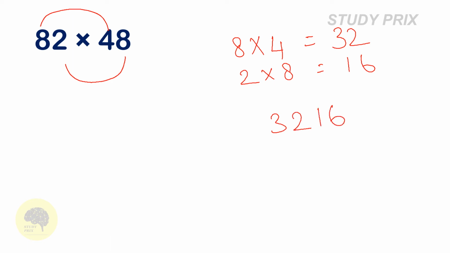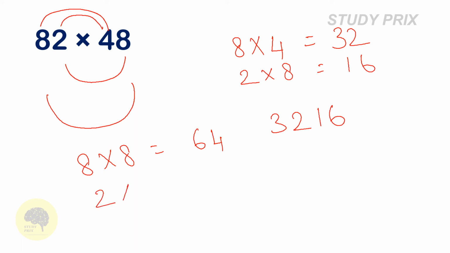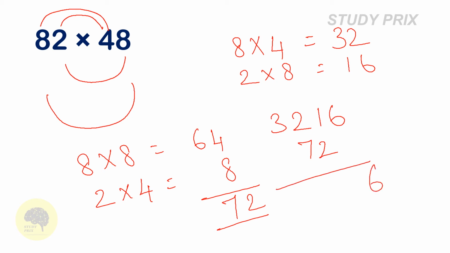And the second step we have to do is the multiplication of tens place with another ones place, which is 8 into 8, which gives 64, and the tens place with another ones place, 2 into 4, which gives 8, and the summation of this gives 72. We have to write this 72 in this place, tens place and hundreds place, and the summation gives 3936. It is the multiplication of 82 and 48.